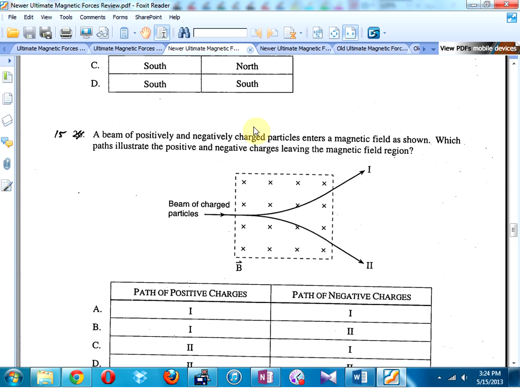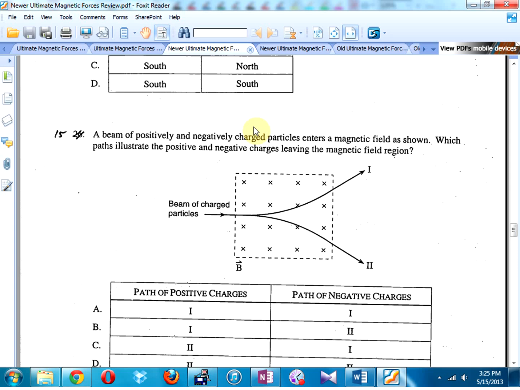Gabby, what does that symbol mean? A magnetic field, which way? So extend your fingers into the page, into my screen. Your palm points in the direction that positives will feel a force. Which way will they be deflected? Path 1 or path 2? Path 1. Which way will negatives, electrons, be deflected? Path 2.